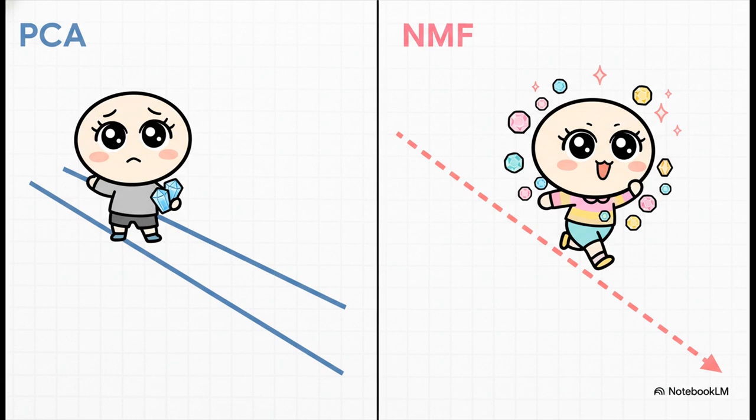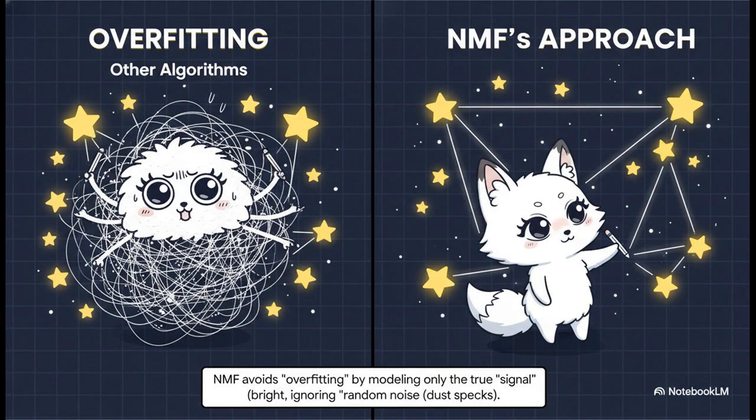It's just more effective. And here's the other key thing. A lot of algorithms can get lost in the weeds, trying to explain every single random blip in the data. It's a problem called overfitting. NMF is smarter than that. It tends to focus on the true signal, the bright, important patterns, and it learns to ignore the random noise. That gives us a much cleaner, more reliable picture of what's really going on.